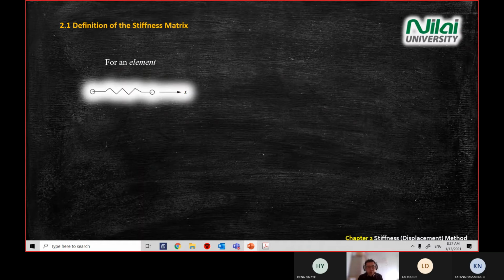So in your tutorial, chapter 2, if you download and print it out, you will see this in question 1. So what do we mean by an element? An element is a simple system where you have two points and a spring-shaped element. So this is the free body diagram that we draw for a system.